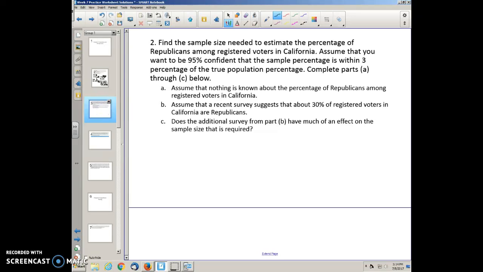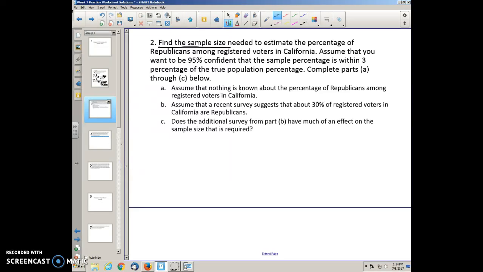Okay, find the sample size needed to estimate the percentage of Republicans among registered voters in California. Assume that you want to be 95% confident that the sample percentage is within 3% of the true population percentage. Complete parts A through C. All right, so this is dealing with proportions. So we need a formula for proportions, and it's saying find the sample size. So that means we need to solve for n. So we need a formula that works with n.